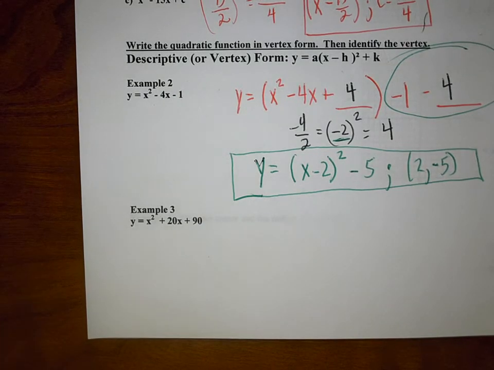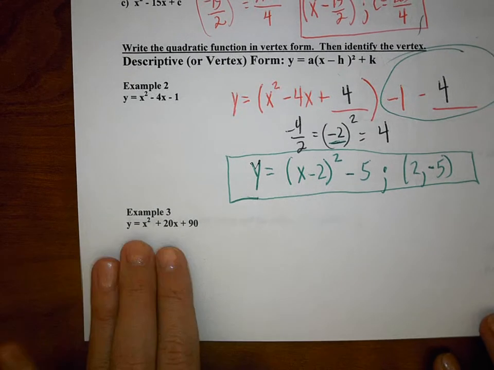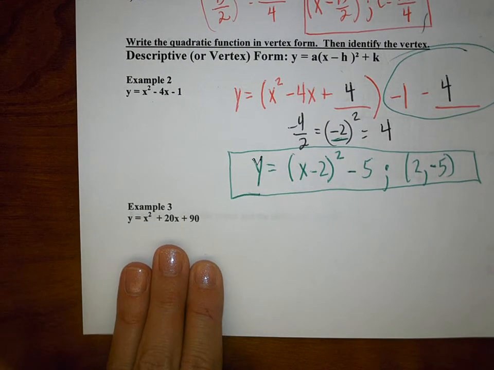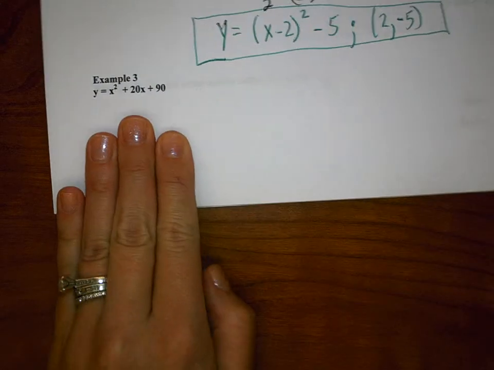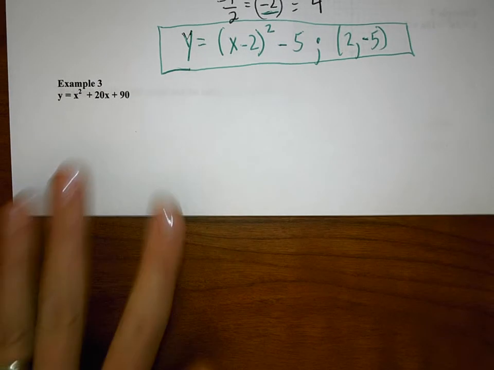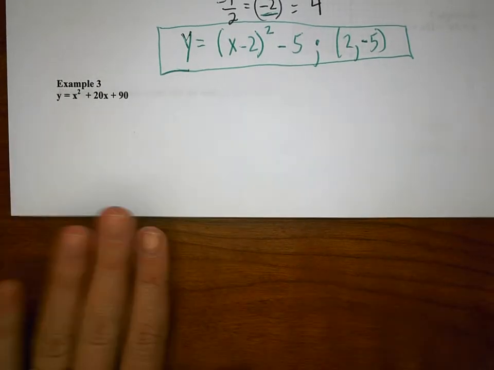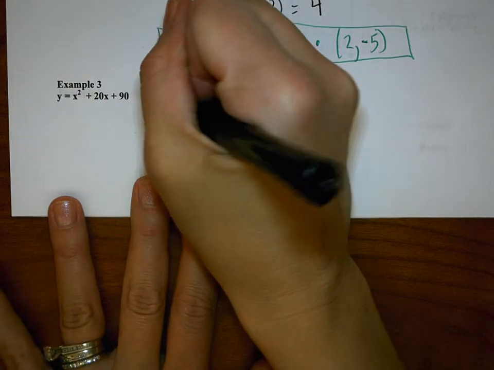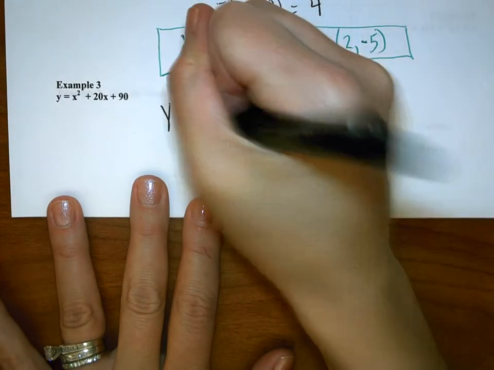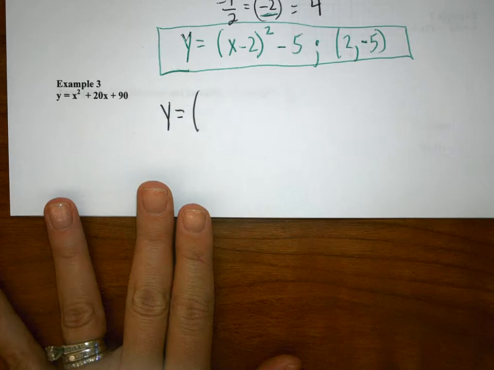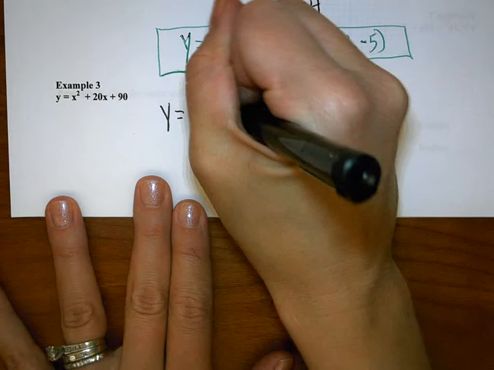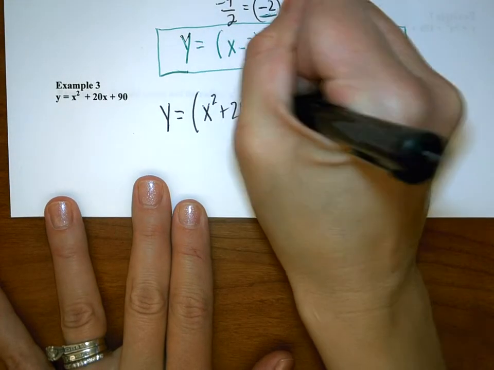Okay, so let's try another one. Are you ready? Okay, so we're going to take this and we're going to rewrite it with our blanks. I'm going to do one more example with you, and then I'm going to start pulling some popsicle sticks. So we have y equals, in parentheses, what will I write? Good. X squared plus 20x plus blank.